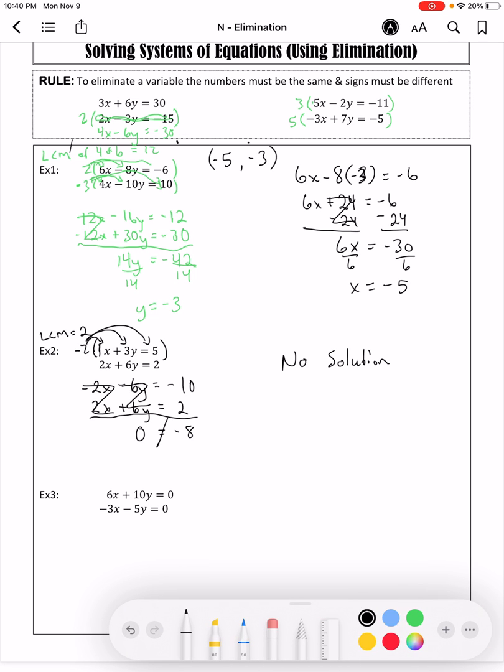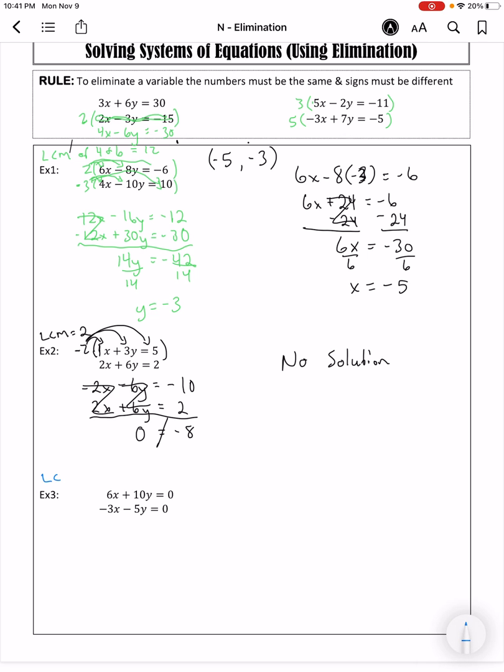All right, now let's take a look at our very last one. We have 6x plus 10y equals 0 and negative 3x minus 5y equals 0. Now, something different that we haven't had before is that we have equations with opposites. We've got a positive 6x on top, a negative 3x on the bottom, but our numbers aren't the same. So again, we're looking for the LCM of 3 and 6. Well, I know that 3 times 2 is 6, so my least common multiple is 6. So I'm going to multiply the bottom equation by 2.